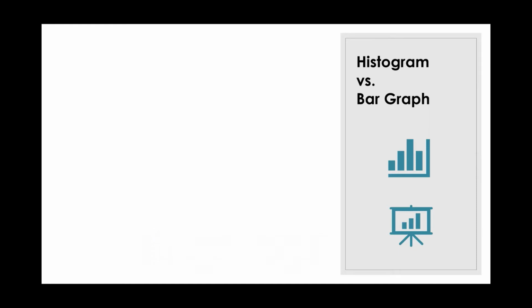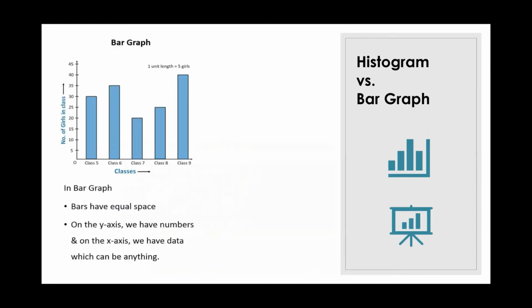Let's talk about the difference between a histogram and a bar graph. We're going to start with a bar graph because that's something that we've typically seen before. We've probably used it before in our STEM fair projects or wherever else. If you can see here, a bar graph has equal spacing, so there's a space between each bar.